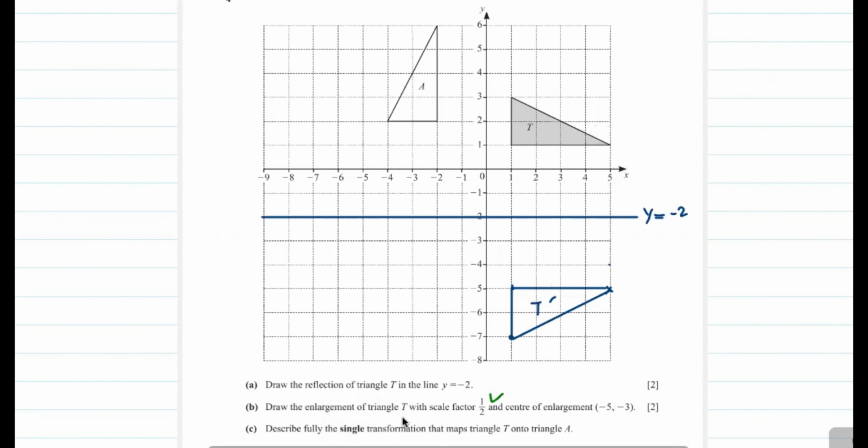Part B, draw the enlargement of triangle T with scale factor 1/2 and center of enlargement -5, -3. Firstly, you mark the center of enlargement. This is the point -5, and this point is -3. We mark it, and we name it as E. Now, the vertices of triangle T, we name these points as A, B, and C. Suppose the vertices of the enlarged triangle are A dash, B dash, and C dash.